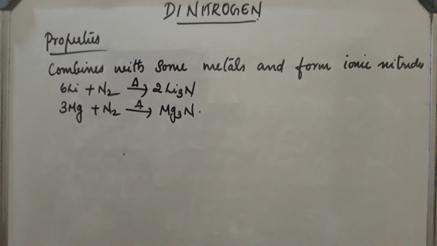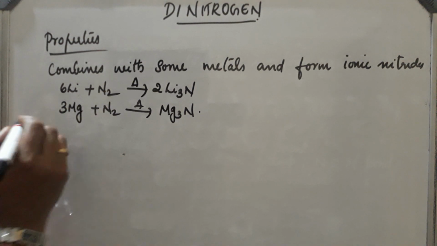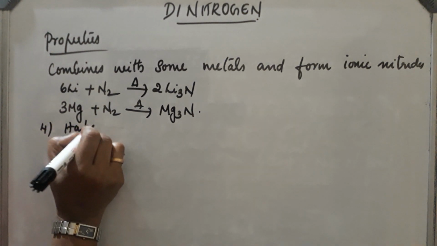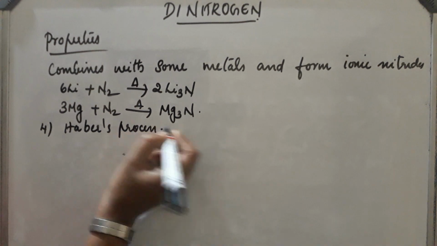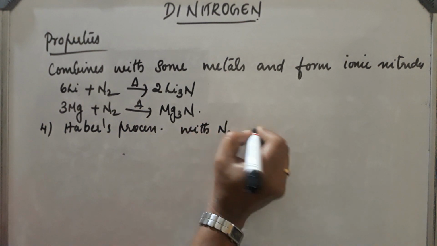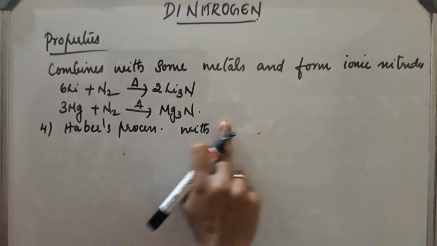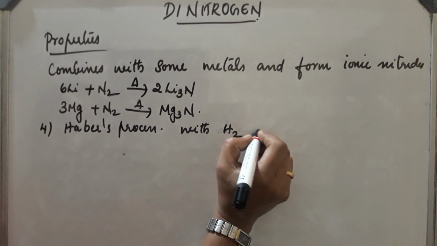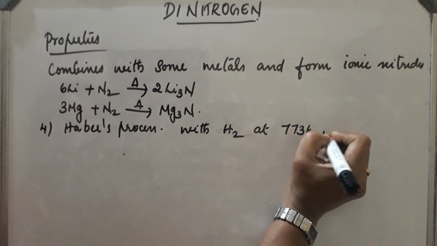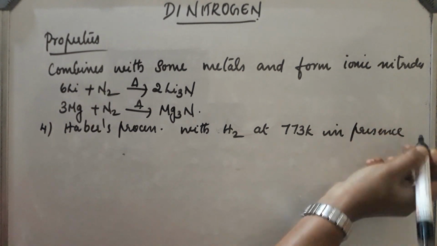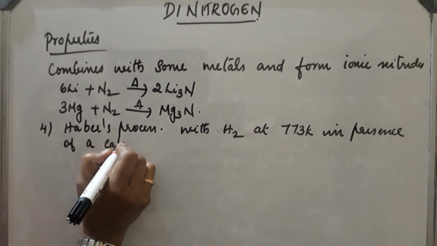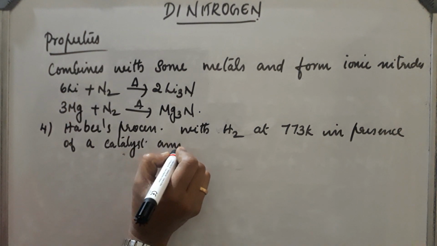Next, it combines with hydrogen at a temperature of about 773 Kelvin in presence of a catalyst. That is Haber's process. Nitrogen on reaction with hydrogen in presence of a catalyst forms ammonia.